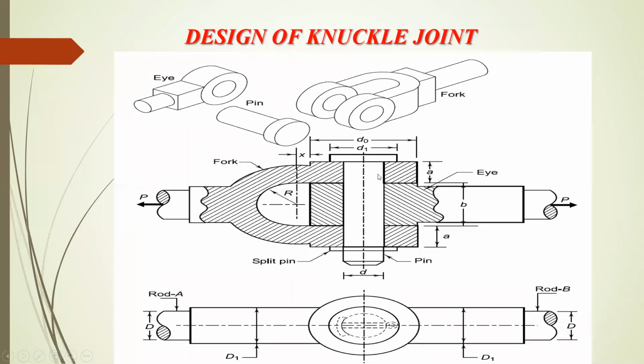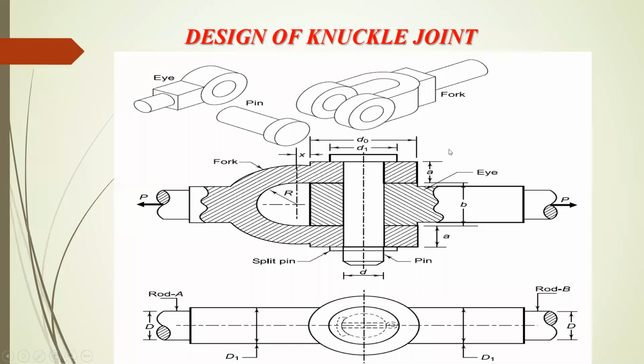Here are the other dimensions. B is the thickness of the eye. A is the thickness of the fork end. Here is also A and here is also A, so two dimensions are the fork end. Then capital R is the inner radius of the fork. Then D1 is the enlarged diameter of pin, and small d is the diameter of the pin that is to be inserted to connect the fork and eye. And D0 is the outer diameter of the fork, or enlarged diameter of fork end. So all these dimensions we have to find out in the design process.